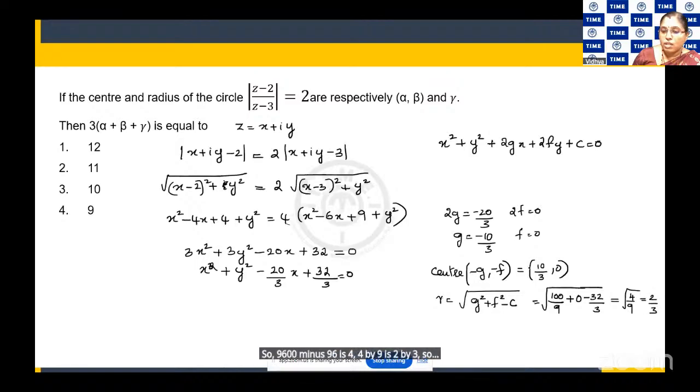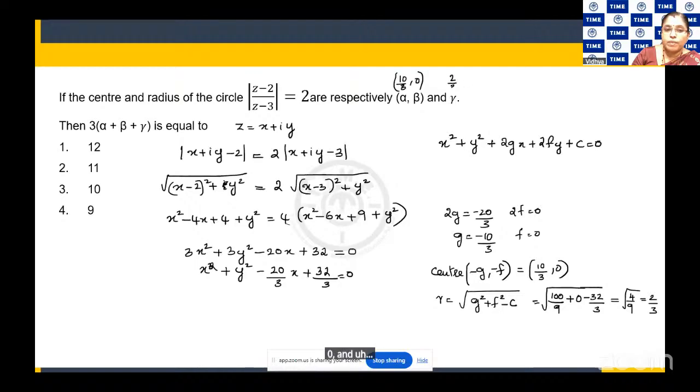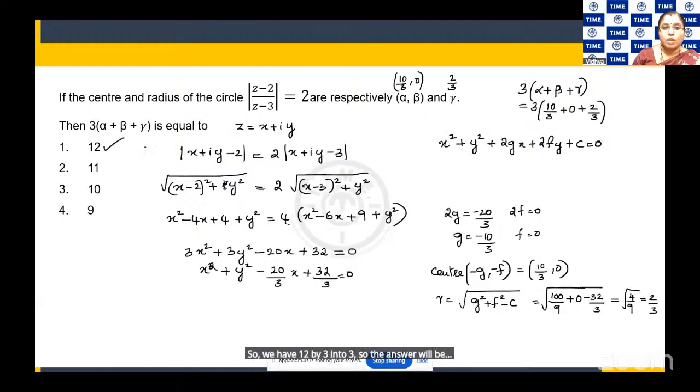So center is 10 by 3 comma 0, and the radius is 2 by 3. And we have to find out 3 into alpha plus beta plus gamma. So alpha is 10 by 3, beta is 0, and gamma is 2 by 3. So we have 12 by 3 into 3. So the answer will be 12. Option 1 is the answer. Clear?